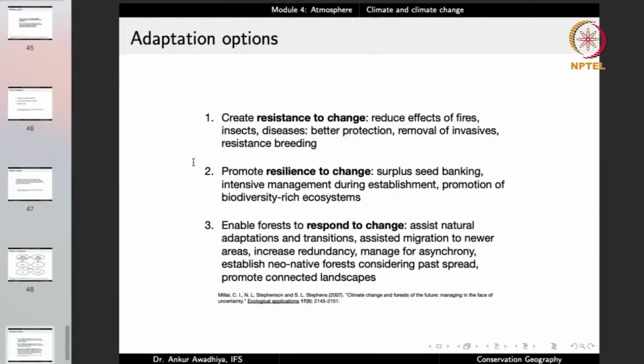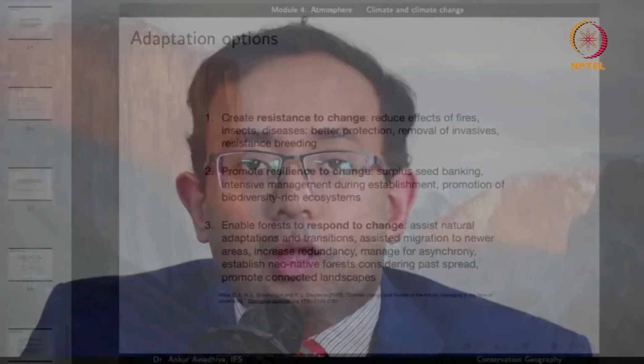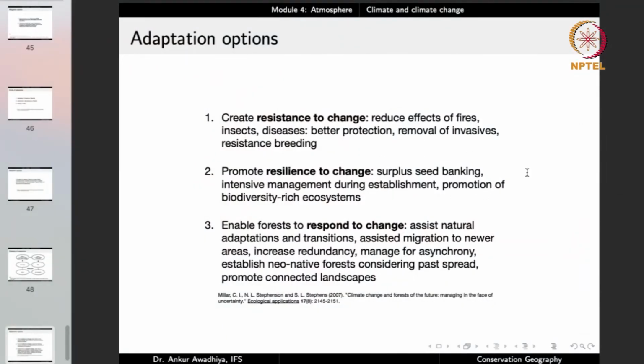The second option is promote resilience to change. Now resilience to change means that when the changes occur, the system collapses, but it maintains a level of resilience so that when the situations come back to normal, the system is able to thrive back to the original state. And how is that done? That is done by surplus seed banking. So for instance, if we expect that a particular species is going to completely be wiped off from this planet because of climatic changes, what we can do is we can at least start to collect and protect the seeds, so that later on, when we are actually able to perform mitigation of climate change, when the situations come back to normal, we will be able to make use of those seeds to bring this species back from extinct.